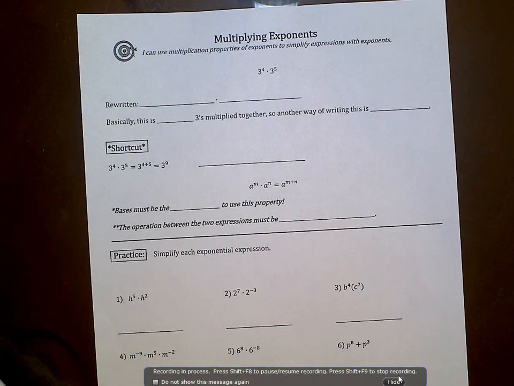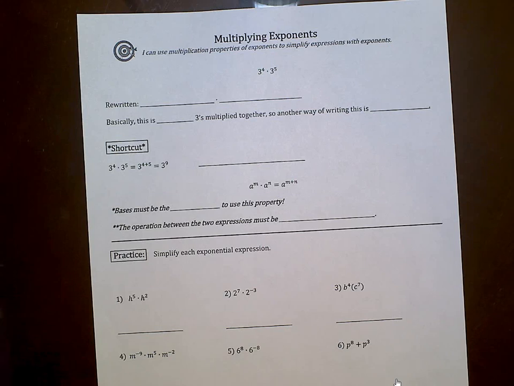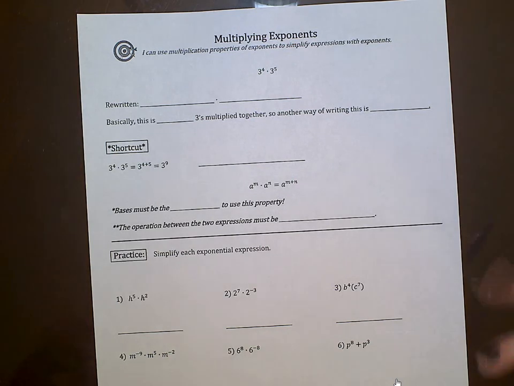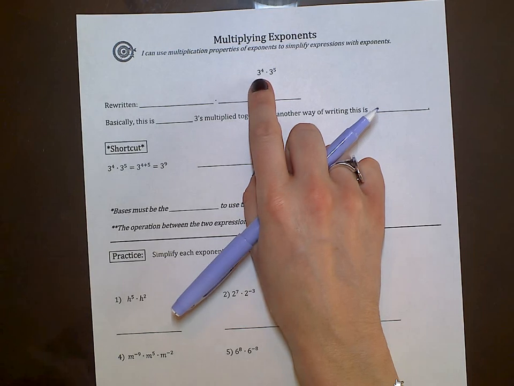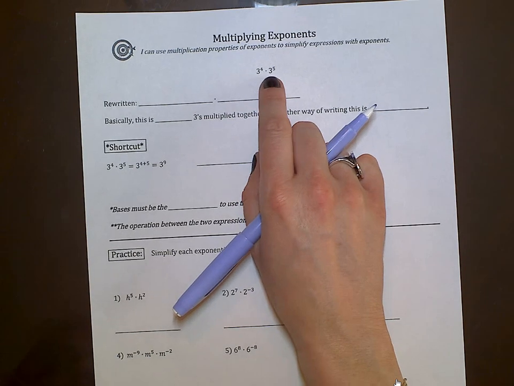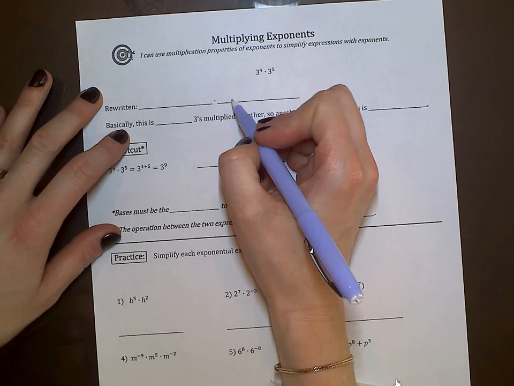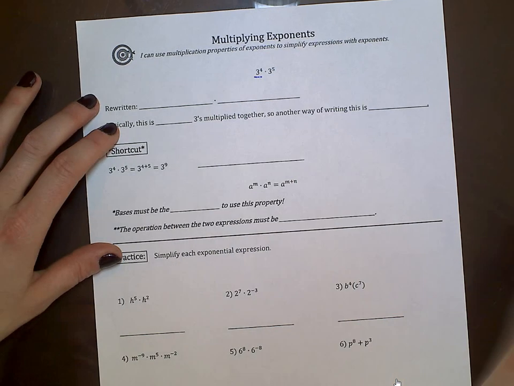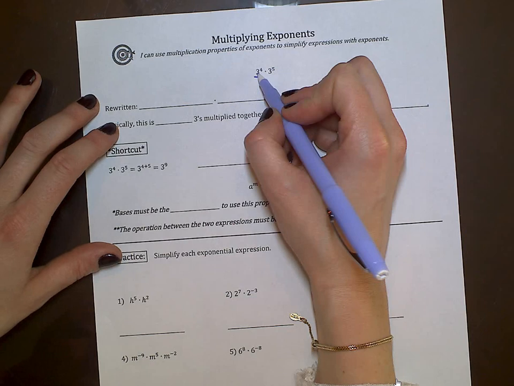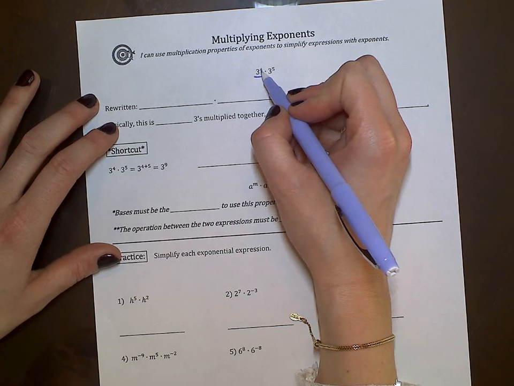Welcome back, guys. We're continuing on with exponents today, and we are going to be multiplying exponents. So check out this expression at the top here, 3 to the 4th times 3 to the 5th. If I wrote this out, it would look something like this. So 3 to the 4th, that's just 3, the base number, times itself 4 times.